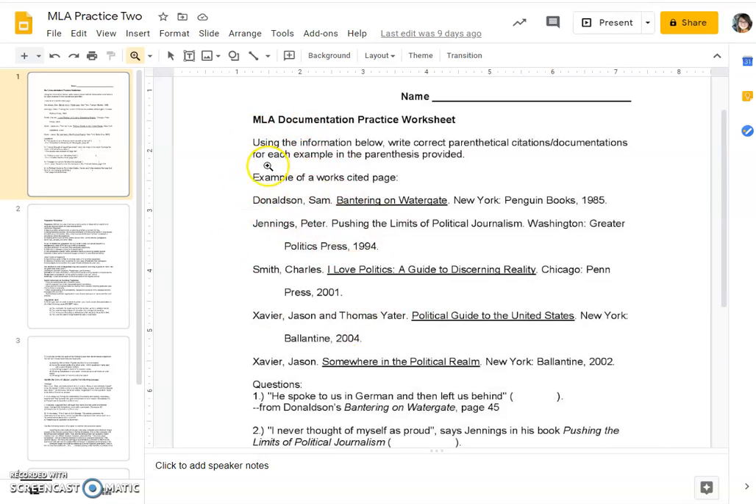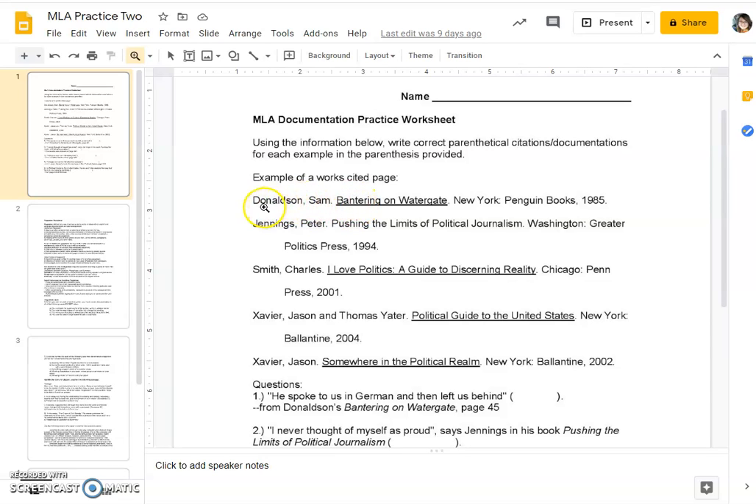There's no real numbers, but using the information below, write correct parenthetical citations for the example provided. A parenthetical citation, can't say that word today. A parenthetical citation is an in-text citation, so it's the one that's in the parentheses. So this is if we were writing and we use something from this author and now we're going to give a parenthetical. So what we're using is author's last name and the page number where we found it, in most cases if it's a book.